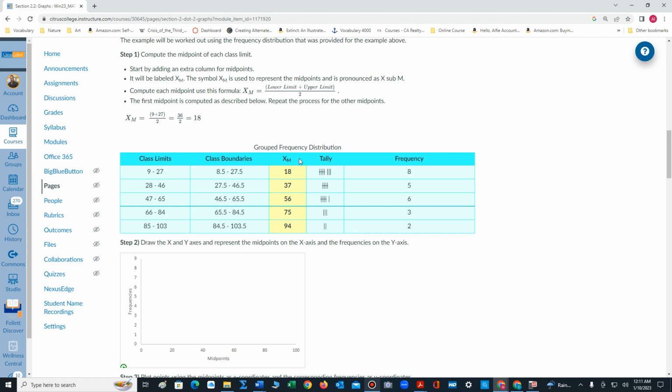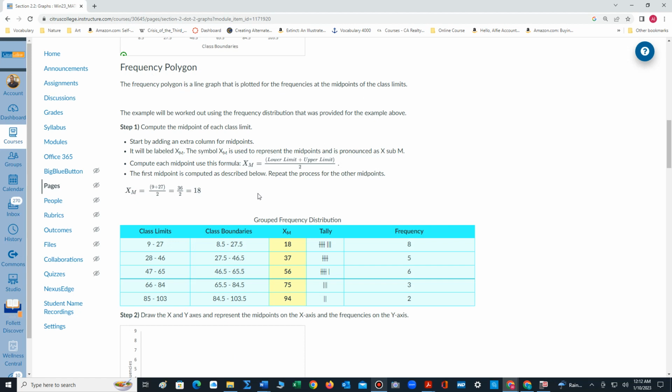The notation that's used for the midpoint is x sub m. And I like to construct a column, and here I add the column to the center of our grouped frequency distribution just so that it precedes the frequency. But you can actually add this column anywhere on the table. And so to find the midpoint, there is a formula. The midpoint is the lower limit of each class plus the upper limit of each class, divided by 2.